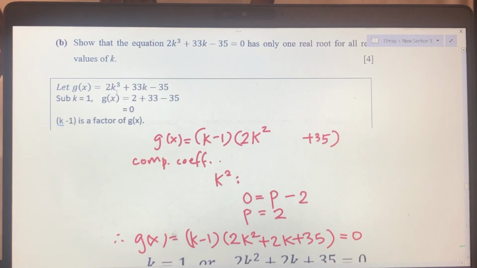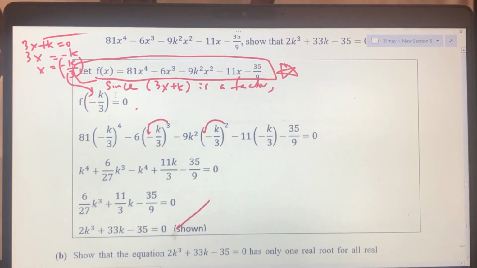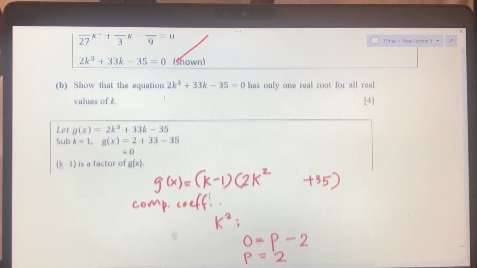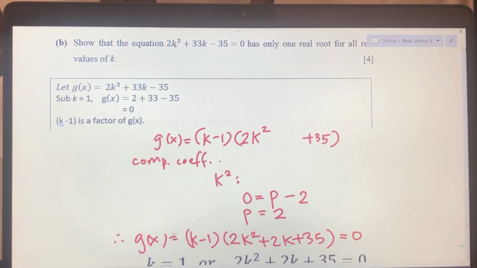Now show that this has only one real root for all real values of k. Now you need to check carefully, is this the same as any one here? No, right? So if it's not, you have to call it by another name, because right now again you are going to apply remainder factor theorem later. So you call this g(x), because just now we had f(x) already, so now you call it g. And of course you press calculator, you will know that k equals 1. k, not x, k equals 1. I see the teacher also made a mistake. Is it g(k), right?